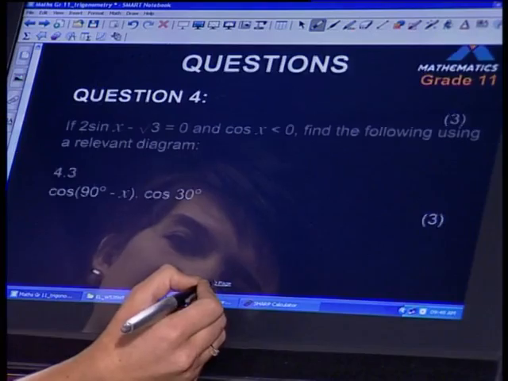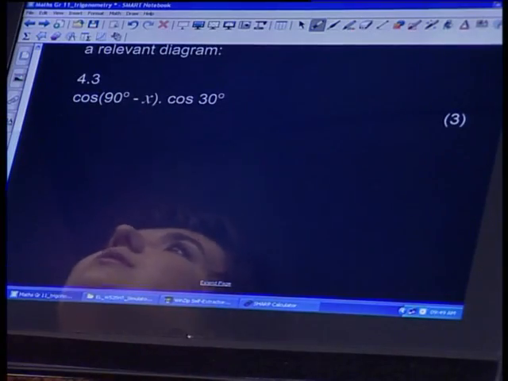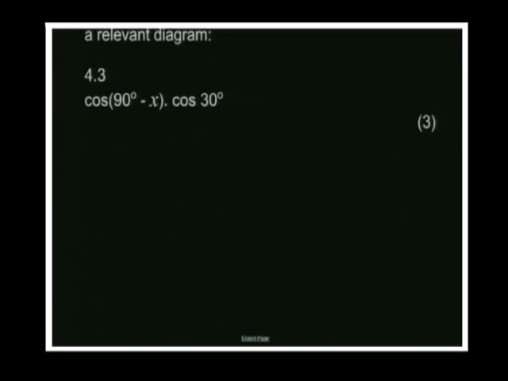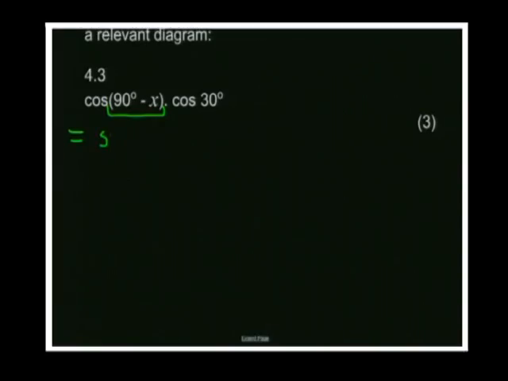4.3, again, exactly the same thing. I'm going to use exactly the same diagram again. So now they say, please simplify cos 90 minus x times cos 30. Okay, this needs to jump out to you, and you need to know, yes, that is co-functions. 90 minus, cos changes to sine, sine changes to cos. So I have cos that changes to sine, 90 minus is the first quadrant, and everything is positive there, cos 30.